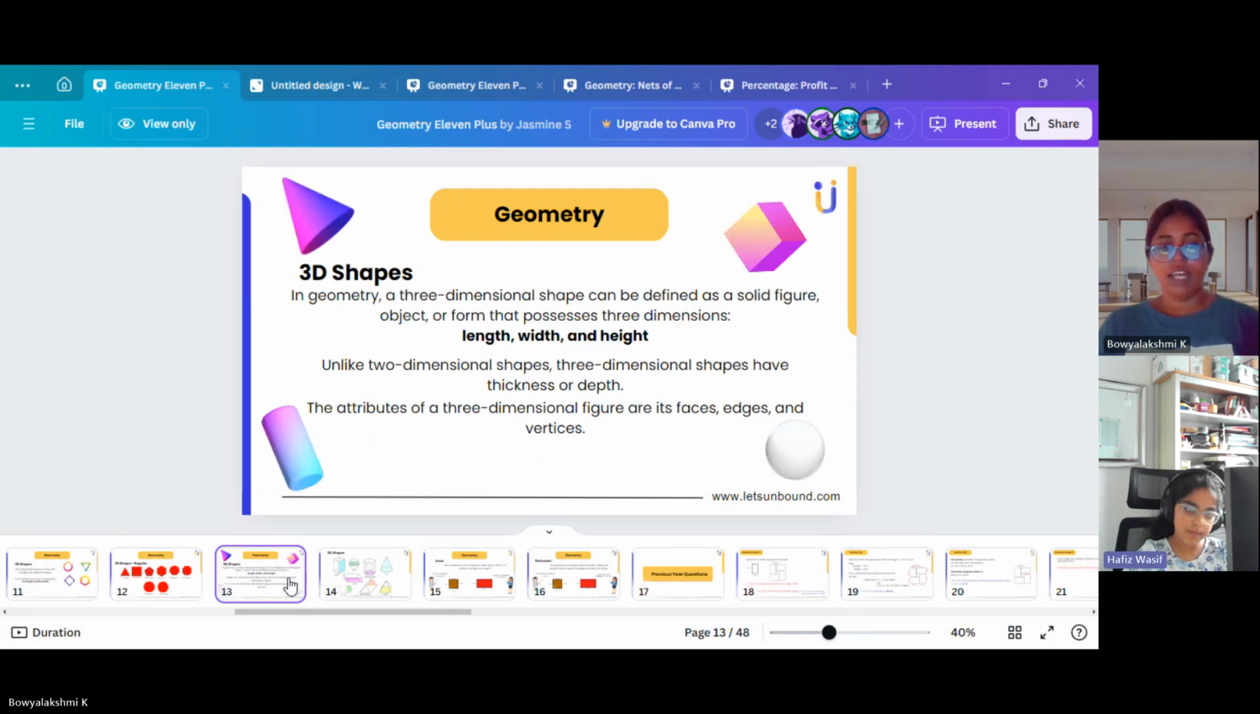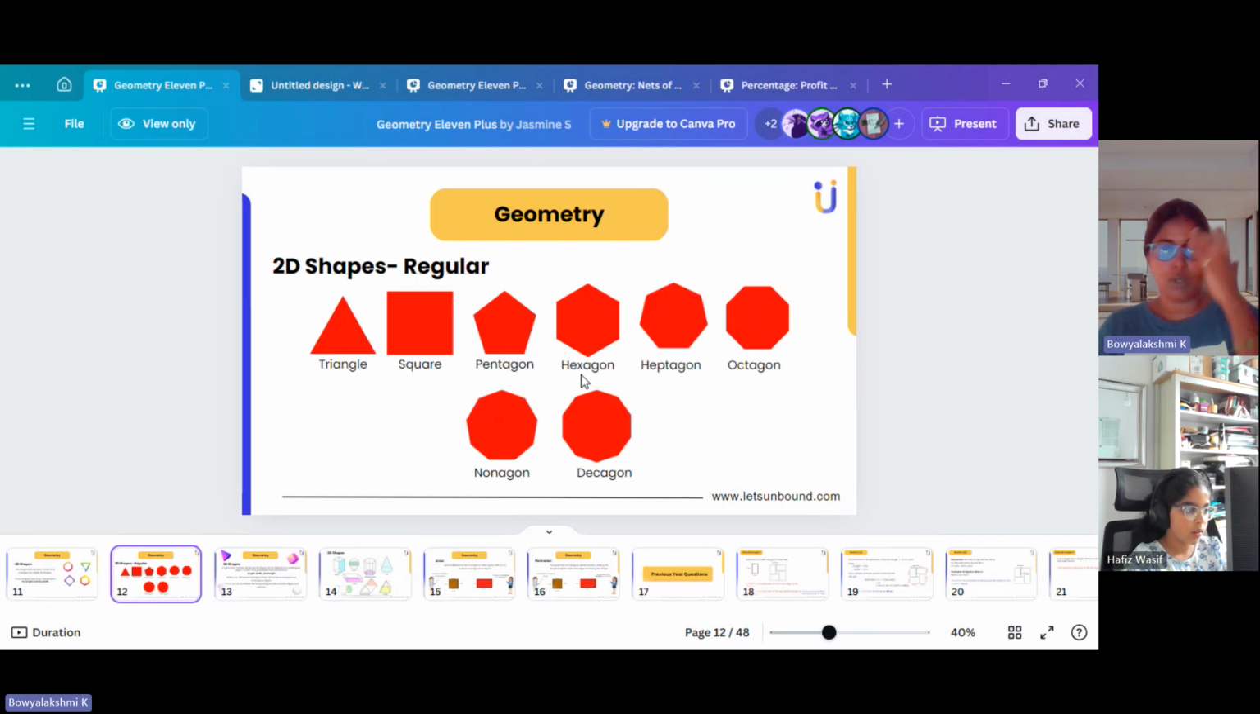Got it? These are the names. Six-sided is a hexagon, seven-sided is a heptagon, eight-sided is an octagon, nine-sided we call a nonagon, and ten-sided a decagon. We can go on and on, but up to a 10-sided polygon, be familiar with the names.